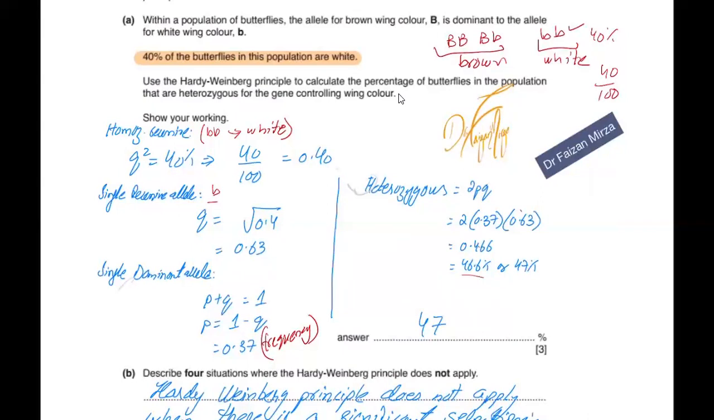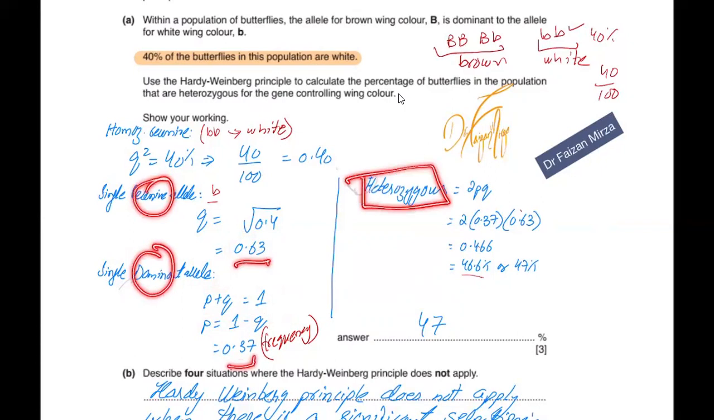Now, when we have the single recessive allele, what do we need to do? We'll calculate the single dominant allele. The single dominant allele will be calculated using the formula p plus q is equal to 1. We'll rearrange the formula for p. We'll take 1 and subtract q from it. So 0.63 subtracted from 1 gives us 0.37. So we have the frequency of the recessive allele and the dominant allele as 0.63 and 0.37.